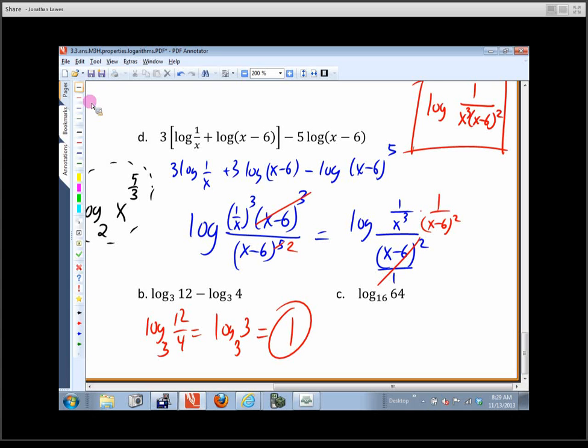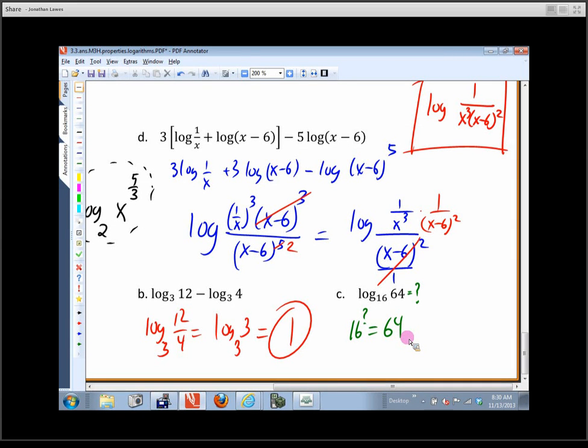Okay? We are looking for an exponent, right? We're looking for the answer to a logarithm. If you don't know what the answer to a logarithm is, we could rewrite it as an exponential, right? So this is saying 16 to what power equals 64? 16 to the first? Nope, because that would be 16. 16 to the second? Nope, because that would be 16 times 16 is 256. That's way too big. Okay? So it's got to be somewhere in between 1 and 2.